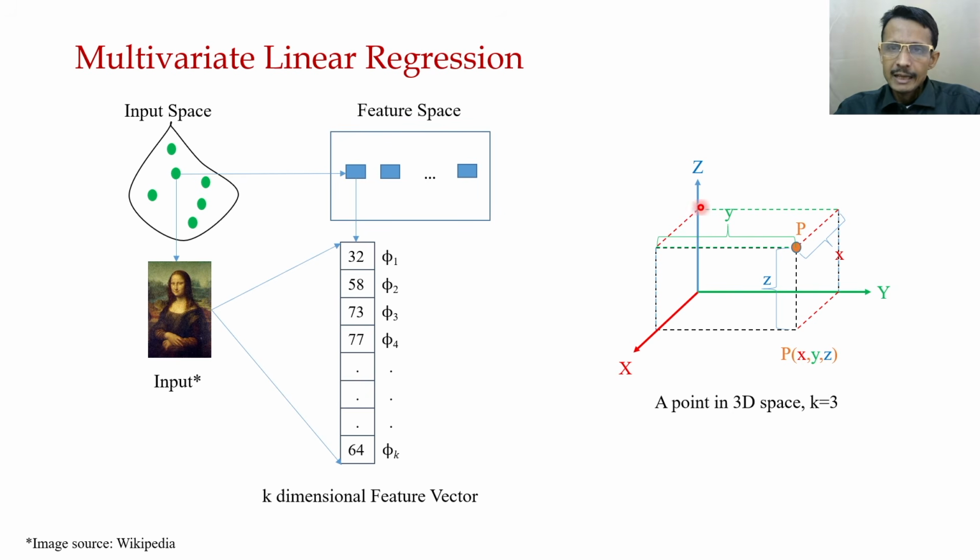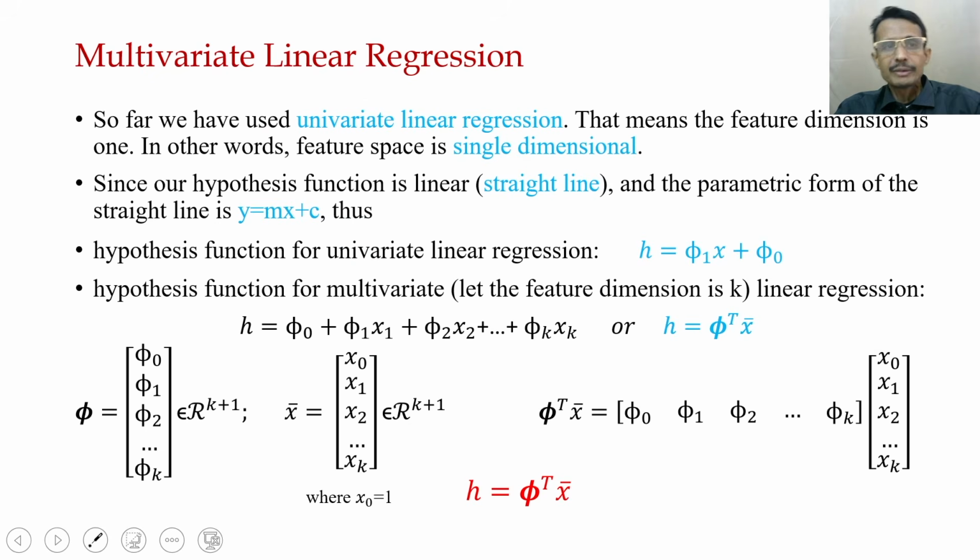Now here you can say this is a three-dimensional space and this is the point. That means this point has some values along the three axes, where k is equal to 3. This is just a three-dimensional visualization. It is very tough to draw more than three dimensions, which is why we just draw the three-dimensional one, but it may be any dimension. Now, with this background, we try to understand multivariate linear regression. So far we used univariate linear regression, so the feature space is single dimensional.